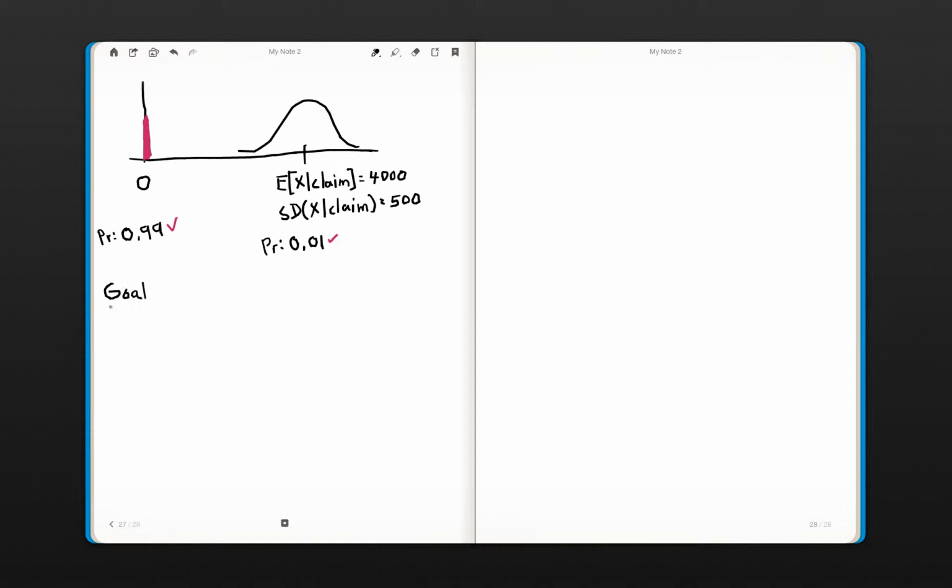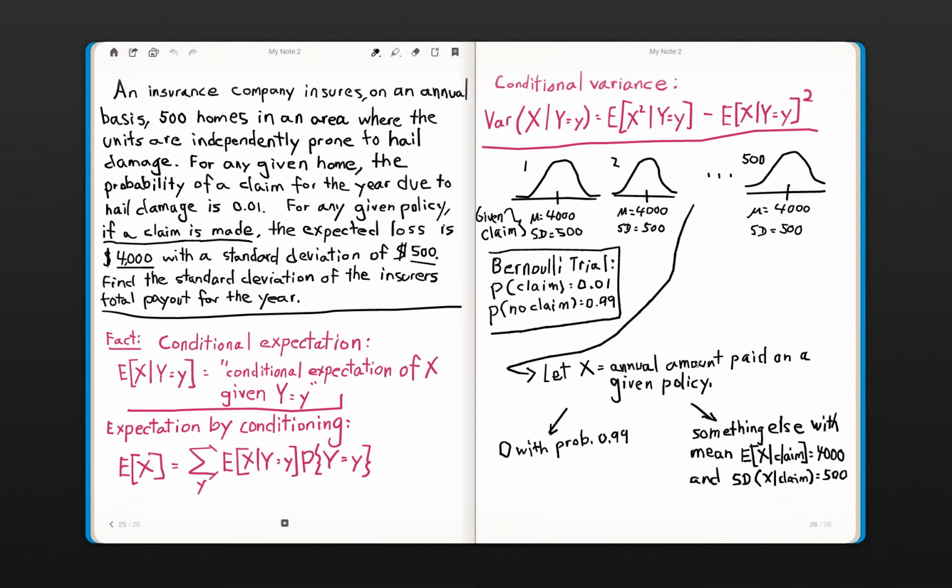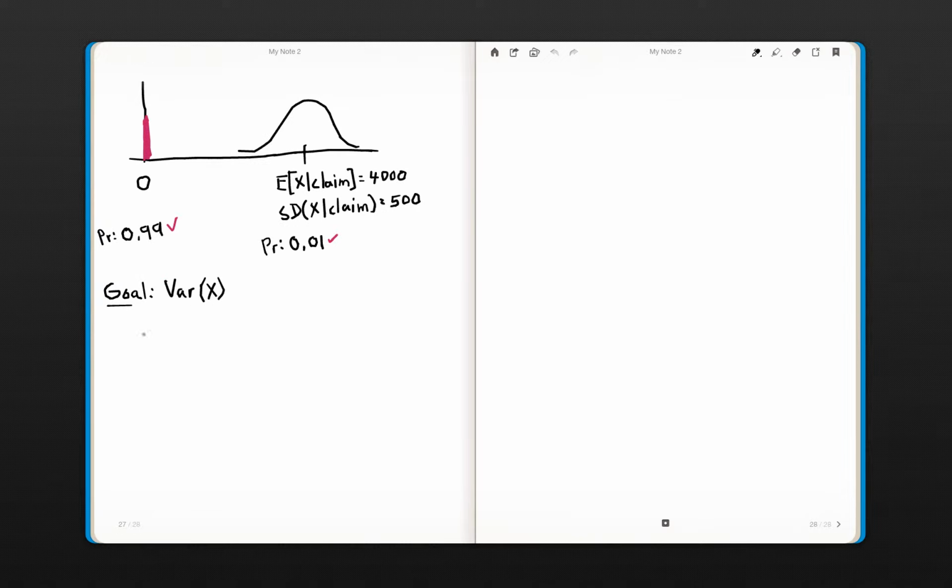Our goal then is to compute the variance of X, where again, X was defined earlier as the annual amount paid on a given policy, because we're just going to pull one out, and then later we'll make adjustments for the 500. Okay, and again, this includes the possibility of no payouts. So the first thing we want to do is compute the expected value of X. Okay, this part's easy, but we'll need it to complete the problem.